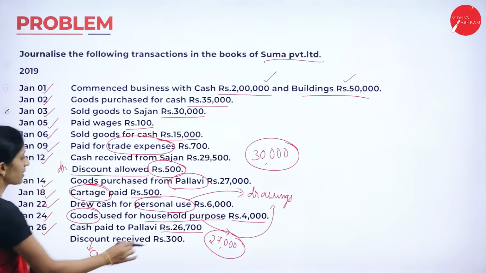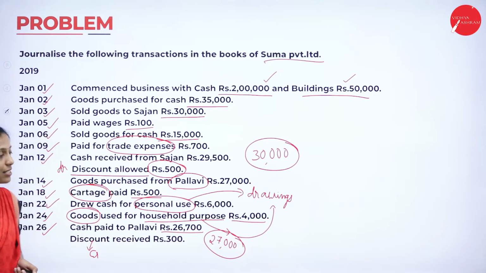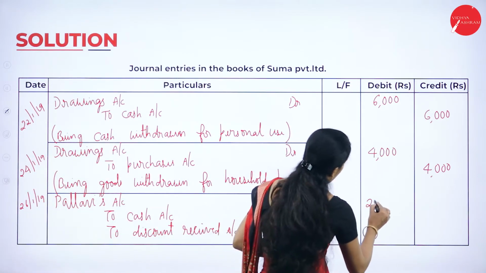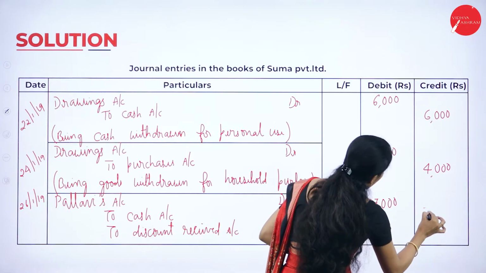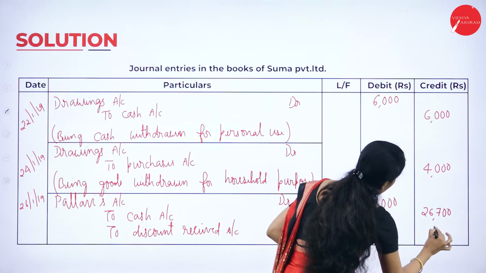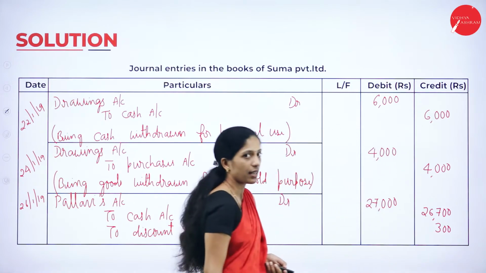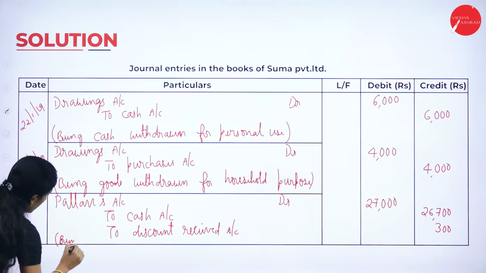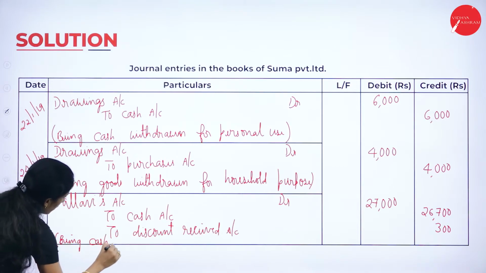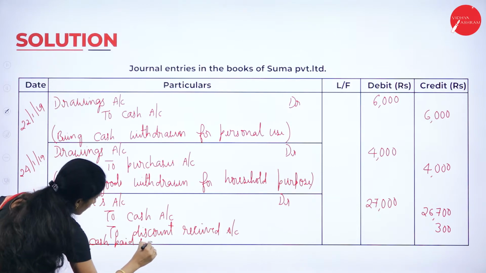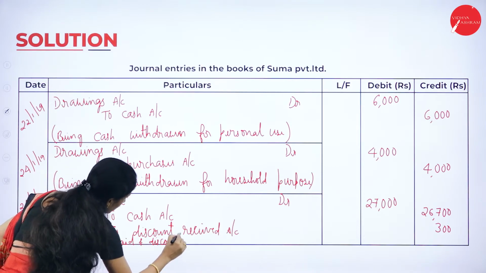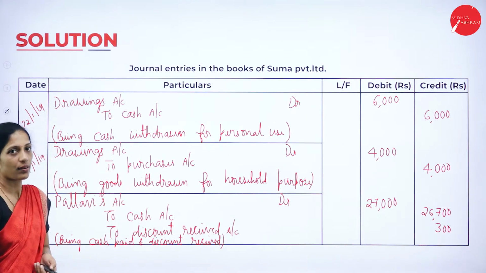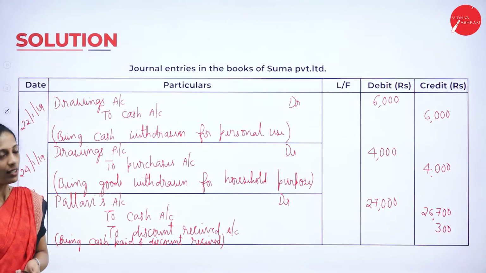Now, what is the cash that has to be paid to Pallavi? That is 27,000, where we have paid only 26,700. So, the actual amount to be paid is 27,000 but we have paid only 26,700. So, the remaining 300 is what? Discount received. So, what is the narration? Being cash paid and discount received. So, this is how you are going to record the journal entry.